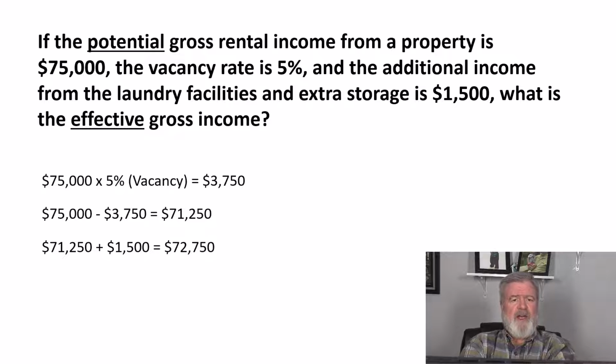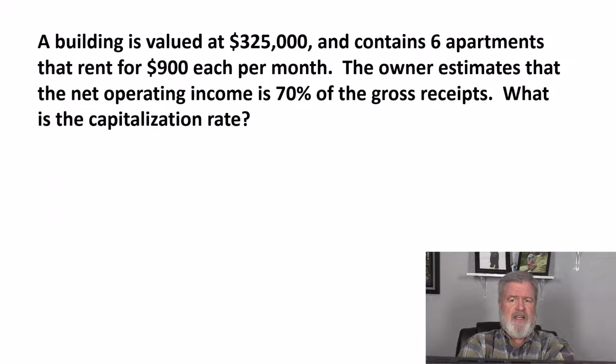A building is valued at $325,000 and contains 6 apartments that rent for $900 each per month. The owner estimates that the net operating income is 70% of the gross receipts. What is the capitalization rate?